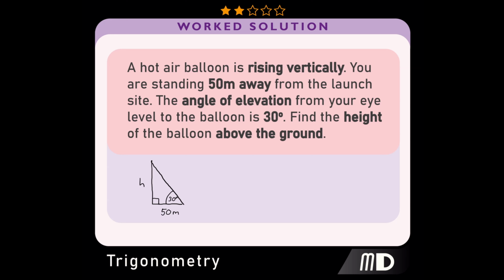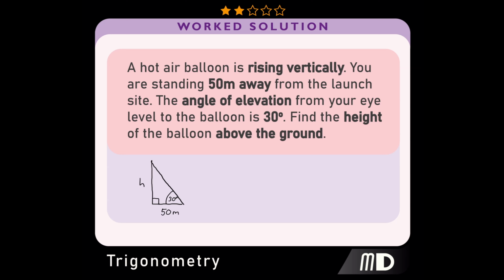Now we have a decision to make. Although we have a right-angled triangle, do we use Pythagoras' theorem or trigonometry to answer this question? If we know the lengths of two sides and we want to find the third side, we use Pythagoras' theorem. If we know one side, one angle, and we need to find a second side, we use trigonometry. Since our question is an example of the second scenario, we'll be using trigonometry.